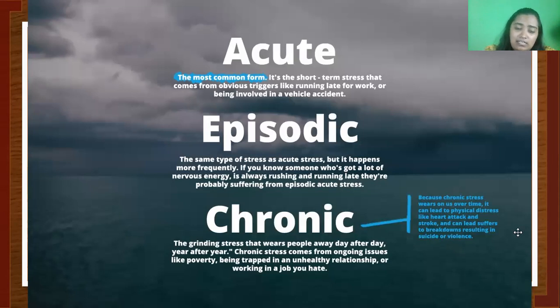Now, episodic stress is also an acute stress, but the reason why we call it episodic is because it happens more frequently, or it occurs more frequently. So sometimes you see people running late almost all the time, right? And they might be a little nervous about everything. So these kind of people might fall under this category of stress, where they are constantly under stress.